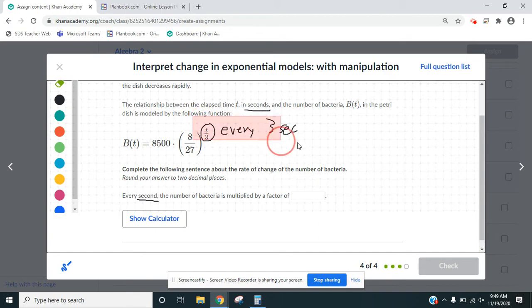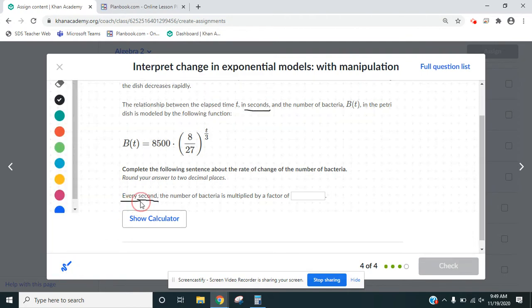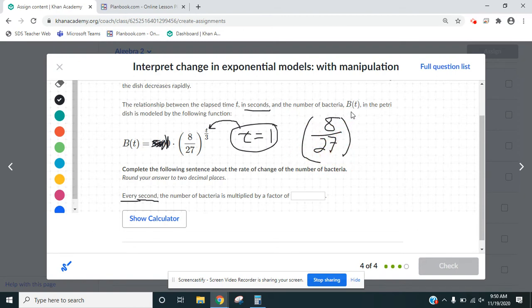What about every 1 second? Well, here's what we can do. We can just simply do this. It says every how often? So that means every 1 second, right? So what happens if t equals 1? Let's plug this in right here. And let's not worry about the initial amount. Let's just talk about the growth factor. 8 over 27 to the 1/3. Does anybody know what that is?